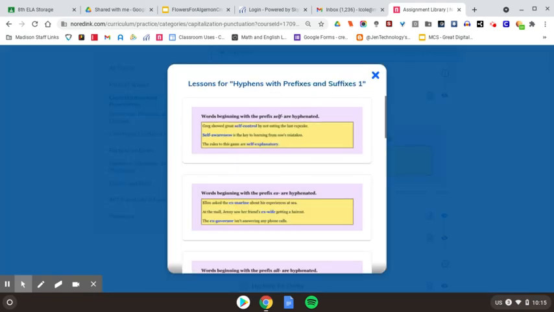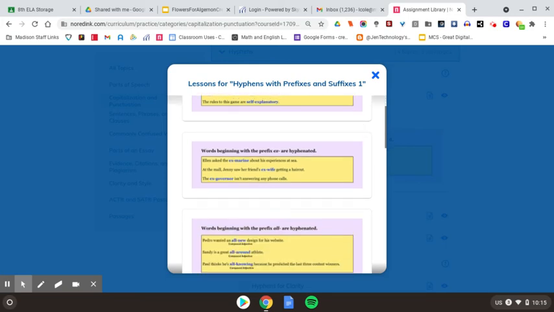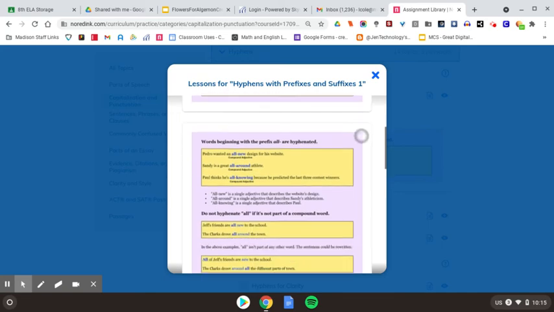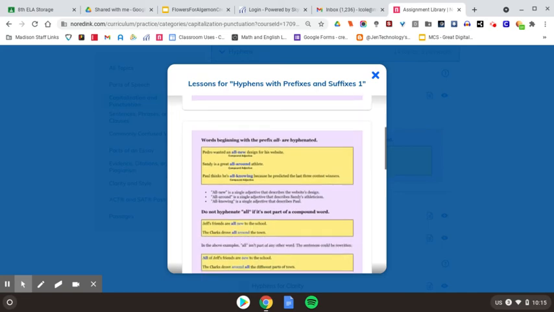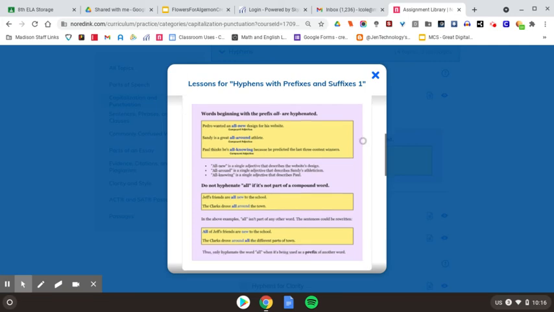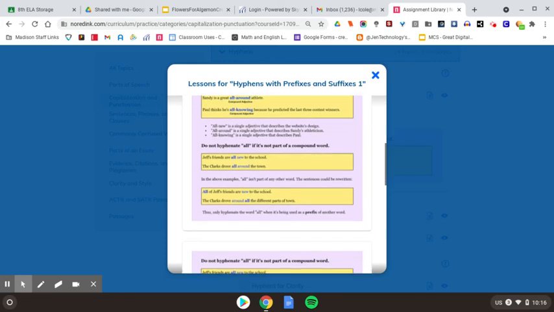Words beginning with the prefix self are hyphenated. So you either have to remember that or write it down on a piece of paper. So self-control, self-awareness, self-explanatory, you hyphenate. Words beginning with the prefix ex are hyphenated. Ex-marine, ex-wife, ex-governor. Words beginning with the prefix all are hyphenated. All-new, all-around, all-knowing. Keep waiting for an exception to the rule. Oh, and there it is. Do not hyphenate all if it's not part of a compound word.